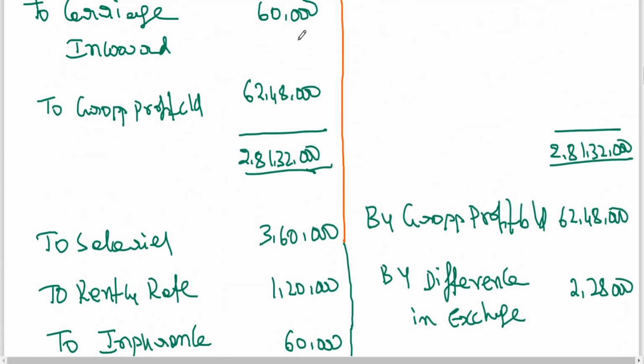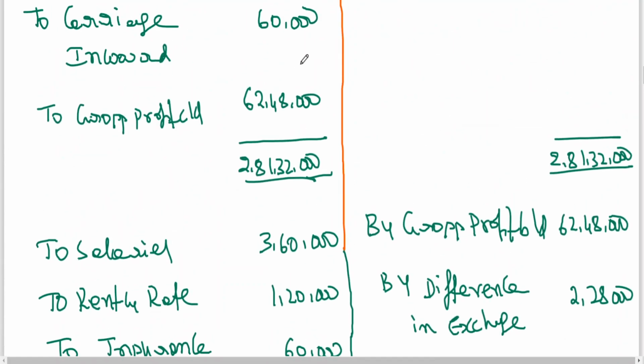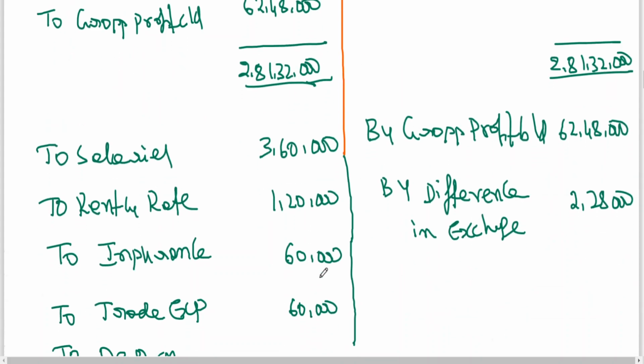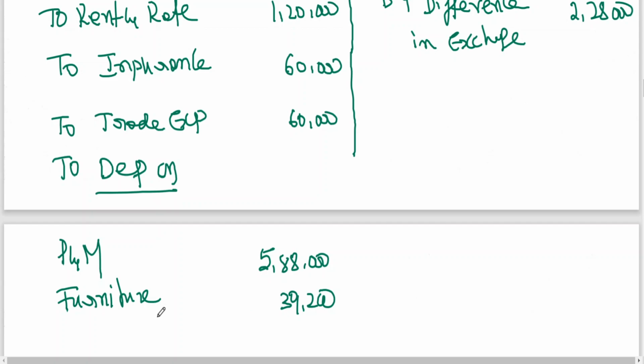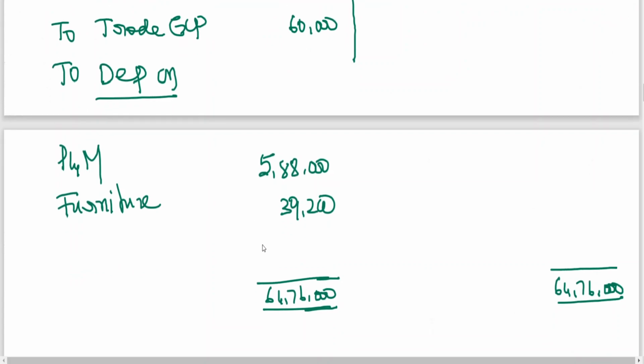$64 lakh 76,000 minus 3 lakh 60,000 minus 1 lakh 20,000 minus 60,000 minus 60,000 minus 5 lakhs minus 88,000 minus 39,200. You are getting 52 lakhs 48,800. This is net profit carry down.